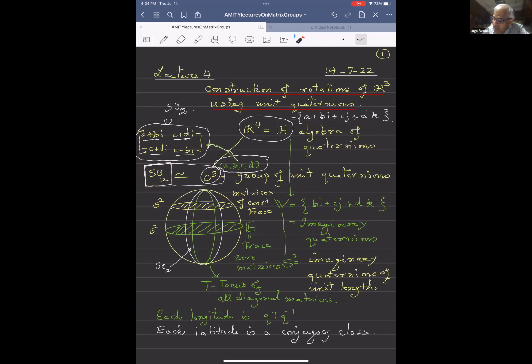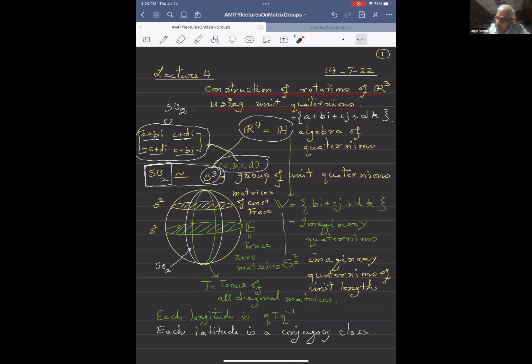So each quaternion is sitting on this three-dimensional sphere if it has unit length, and we map this to a 2 by 2 matrix. And that 2 by 2 matrix is a member of SU2, and this is a group isomorphism. Okay, so that is one side of the picture.